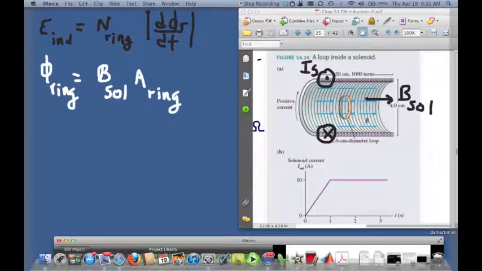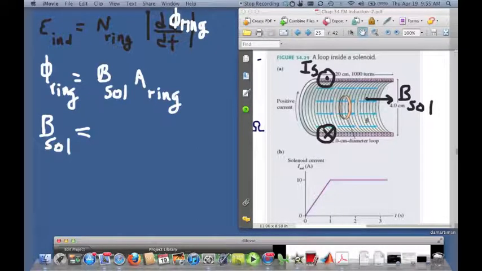Now, how is that flux changing? The flux through the ring, how is that changing? Well, B, the magnetic field of the solenoid, is increasing. How do we know that it is increasing? At least initially. Because the current through the solenoid is increasing. And we know that the magnetic field of a solenoid is connected to the current that flows through the solenoid. There is an equation for that, right? We use Ampere's law to find that equation, for example, if you remember.